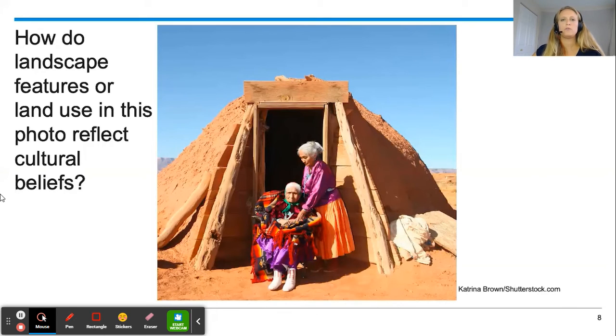What about this one? How do landscape features or land use in this photo reflect cultural identities? So this is a traditional Navajo hogan, which is a traditional space they would live in. And by them building their home from the land, it clearly shows you they value the land and they want to maintain the land. That tells you a lot about that indigenous community in that area just from this photo.